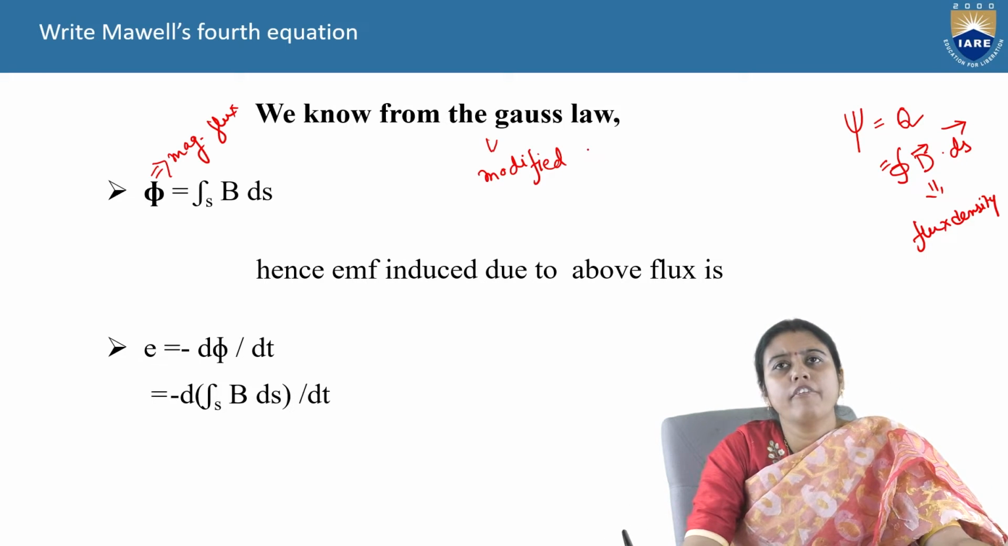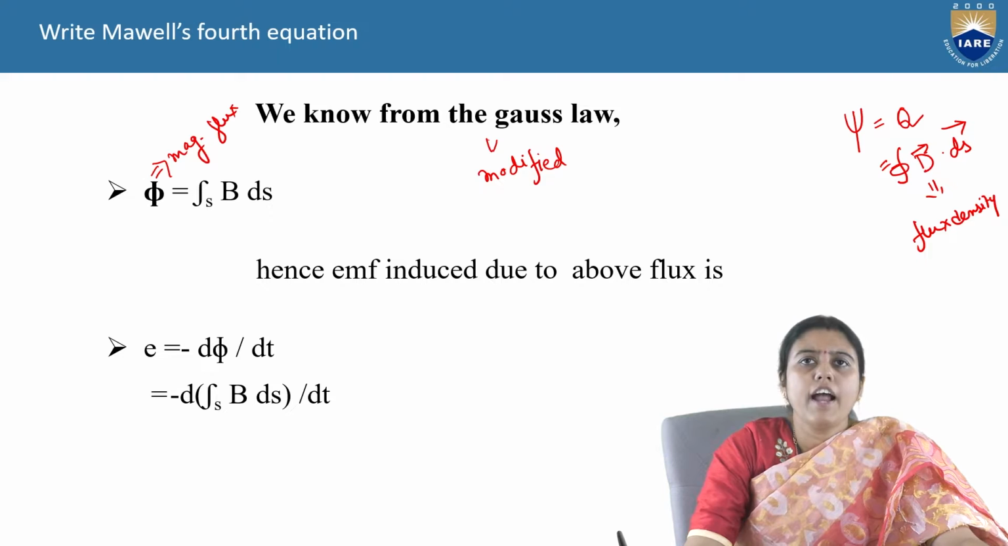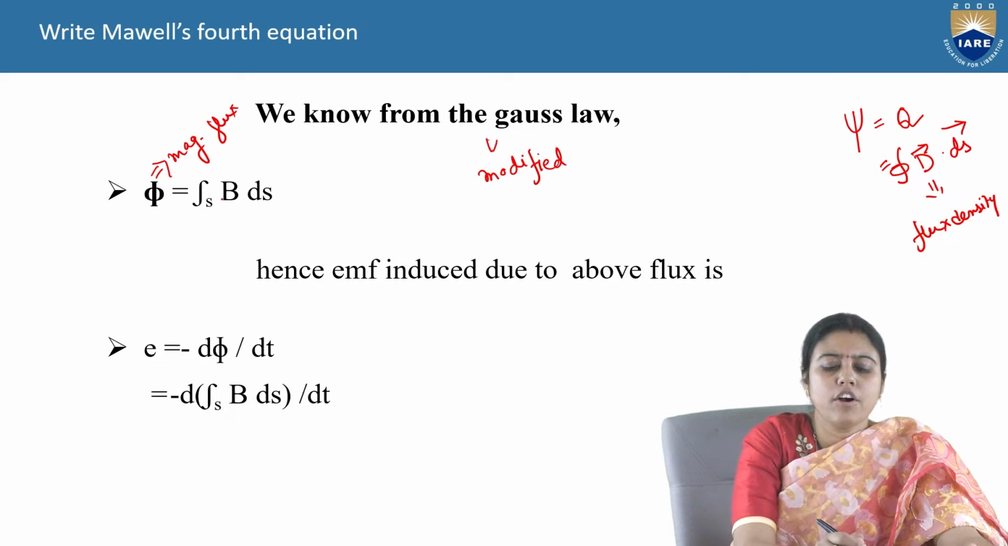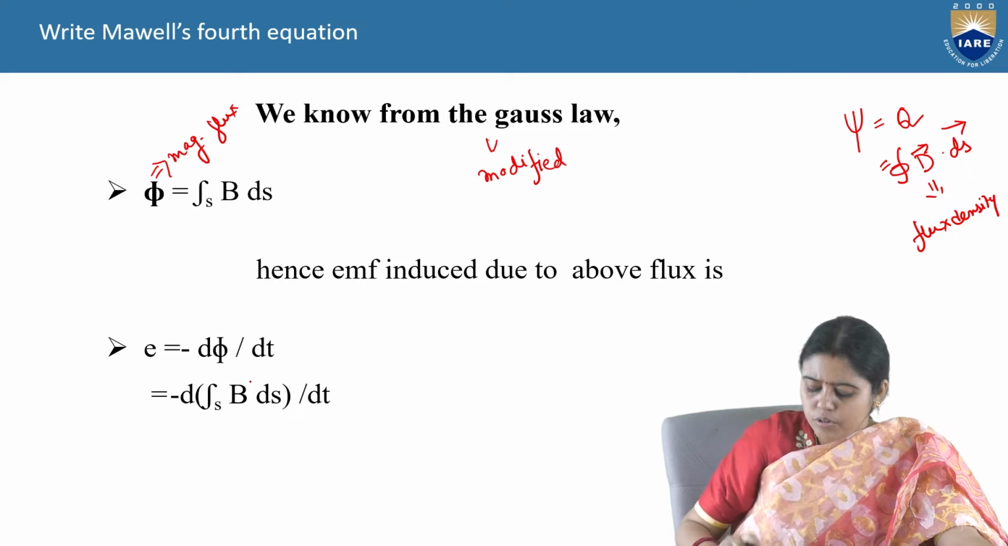So again from Faraday's law, what we got? We got E is equal to minus d phi by dt. And what is phi? Phi is again the integration of B dot ds. So we are substituting phi with the integration of B dot ds, into dt.